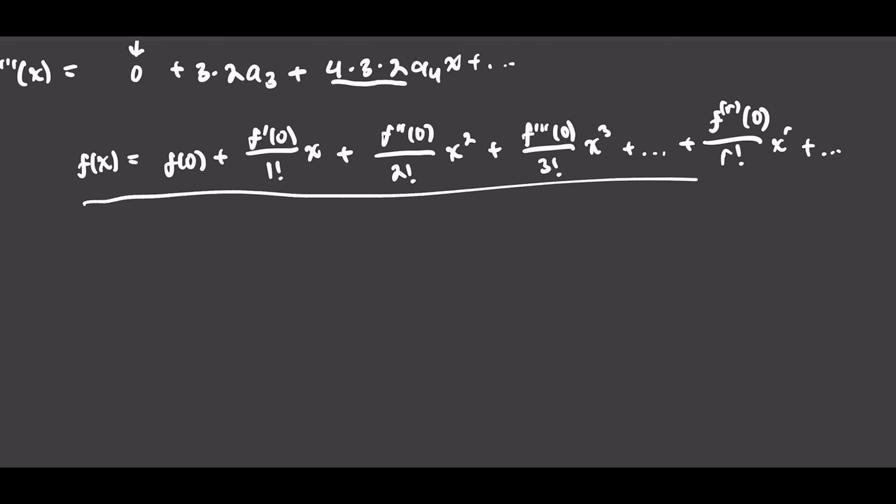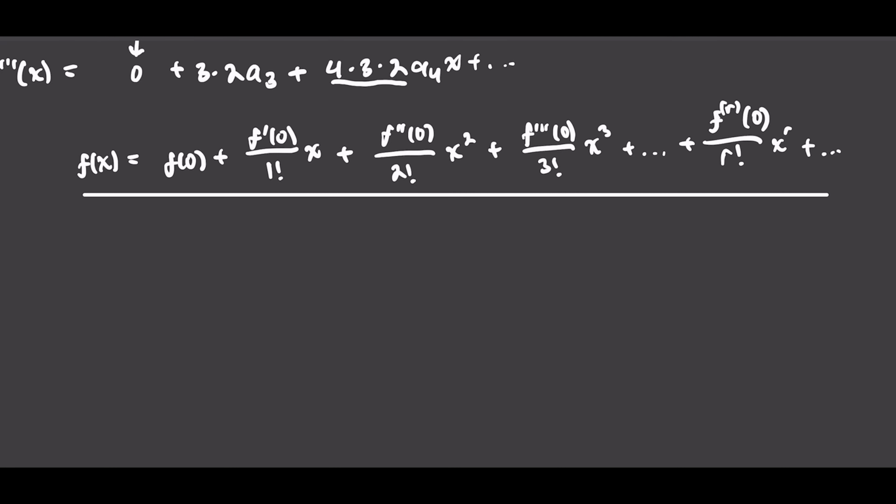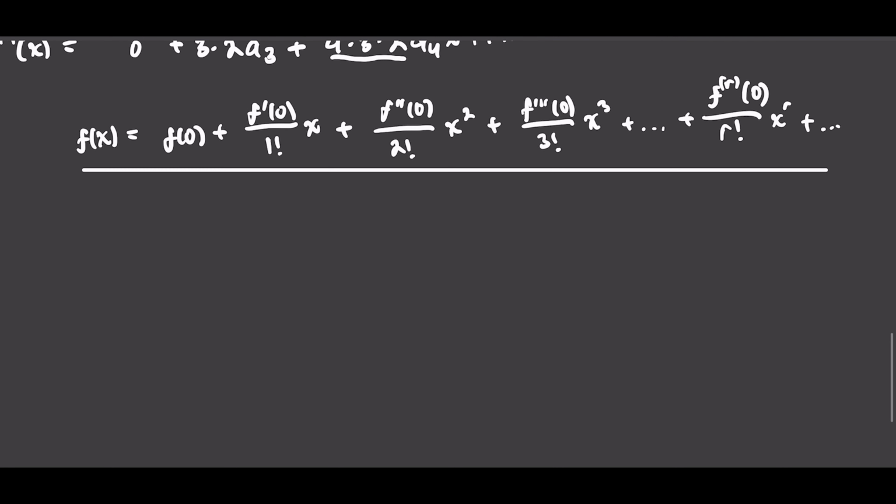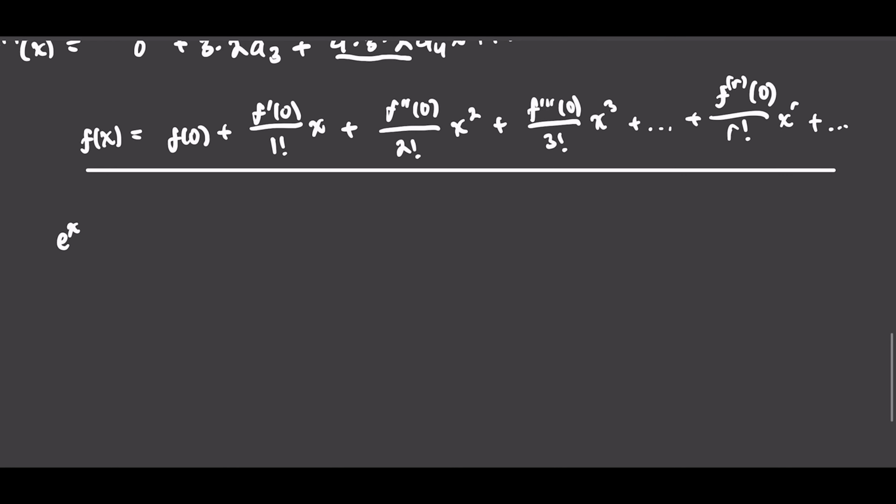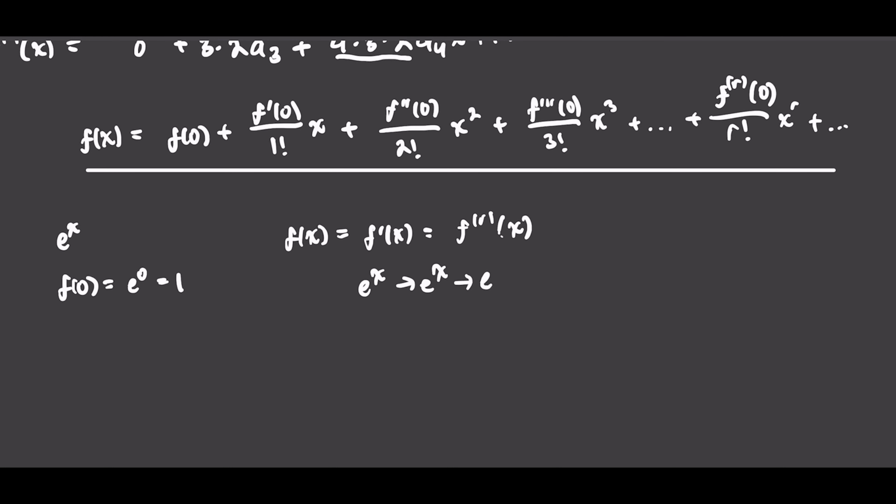Now, let's use this equation to find polynomial forms of special functions. First, let's find the function e to the x in terms of a polynomial. We know that f of 0 is e to the power of 0, which equals 1, and we know that f of x is equal to f prime of x, and so on, because if we differentiate e to the power of x, we still get e to the power of x, and this can be done infinitely many times. Therefore, f prime of 0 is the same, 1, and everything will be 1.